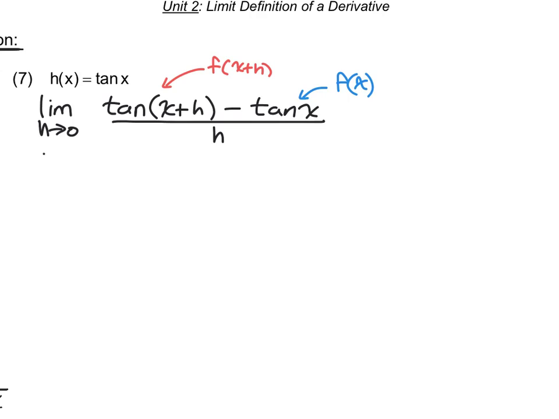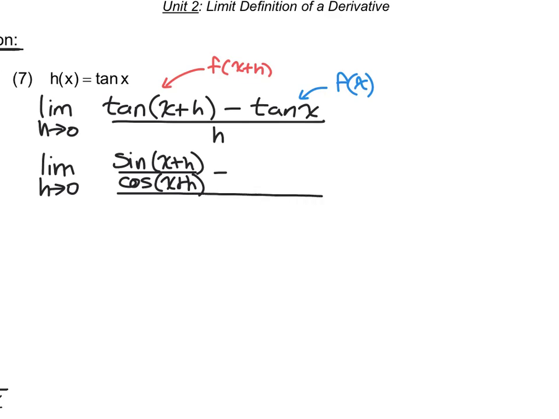But we do know tangent is equal to sine over cosine. So let's make that adjustment. So sine of x plus h over cosine of x plus h. Tangent itself is sine over cosine.